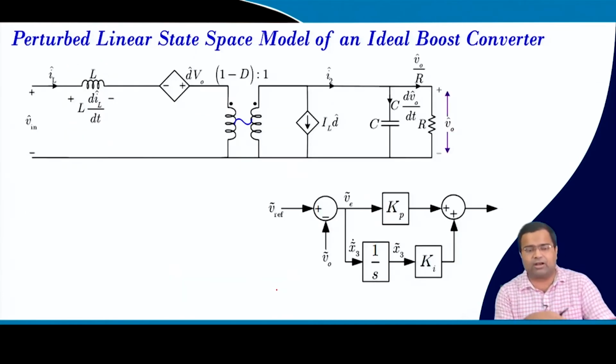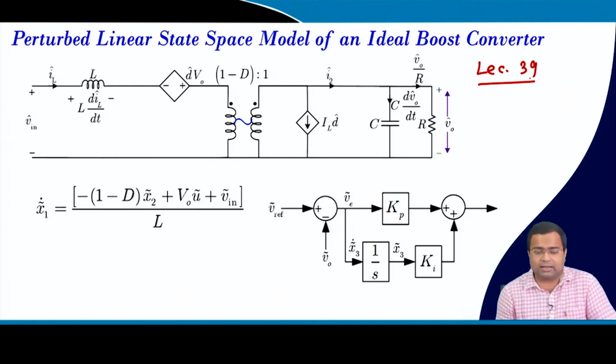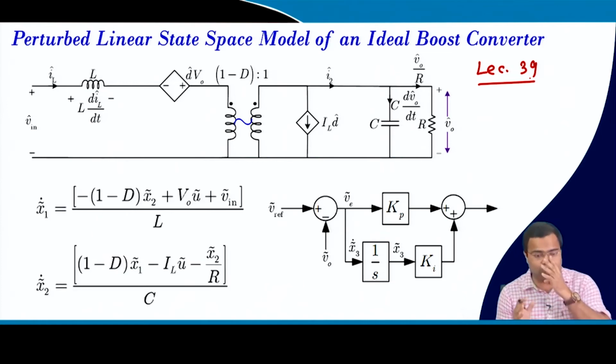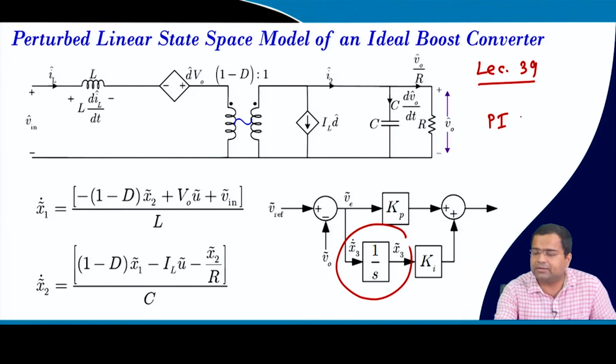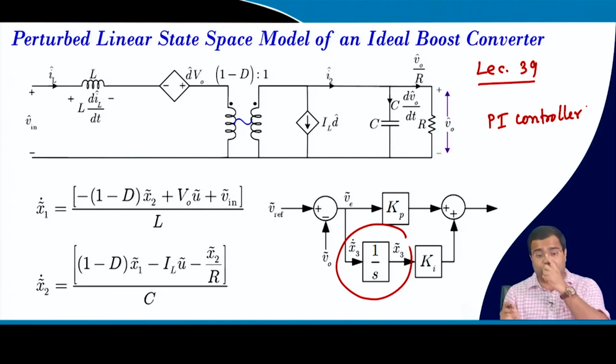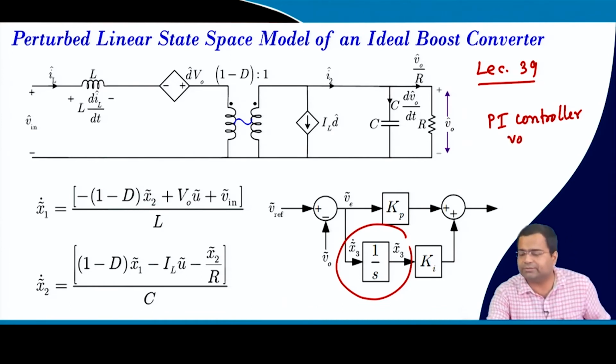So, first if we recall lecture number I think 39, we have discussed this perturb model, how to obtain the perturb state space model of a boost converter, ideal boost converter, and then we can incorporate the integral gain, because we are using a PI controller in the voltage loop, and it is a state feedback control. Current loop is there, like a current feedback is there. In the voltage controller we are using a PI controller in the voltage feedback path.